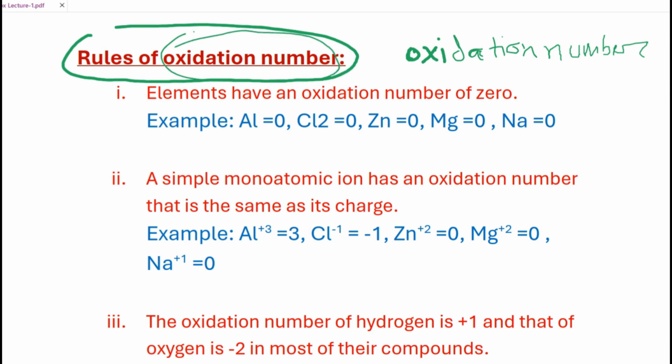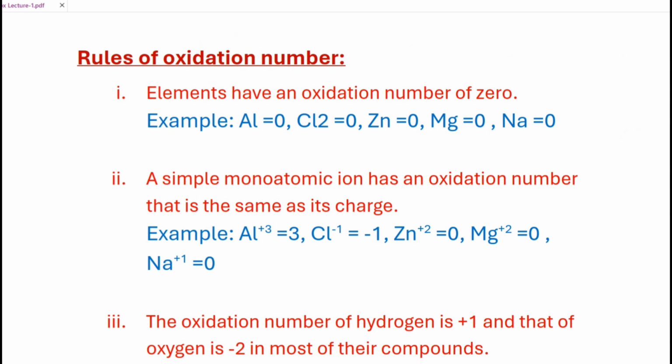The number of electrons that an atom loses or gains, that number is known as oxidation number. If sodium loses one electron, sodium becomes a single positive ion, so the oxidation number of sodium is +1.